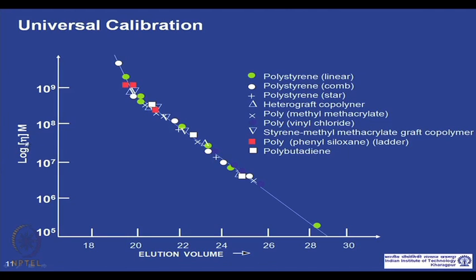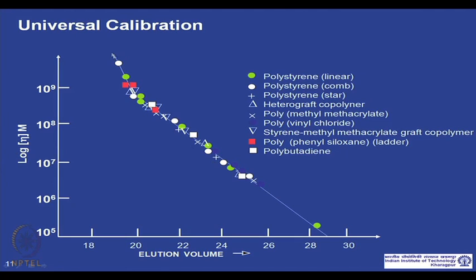So, now this is independent of which polymer you are using, as long as we are using log of eta multiplied by molecular weight, that gives the size of the polymer, whether it is a different shape polymer or different type polymer. So, you get a universal calibration curve.